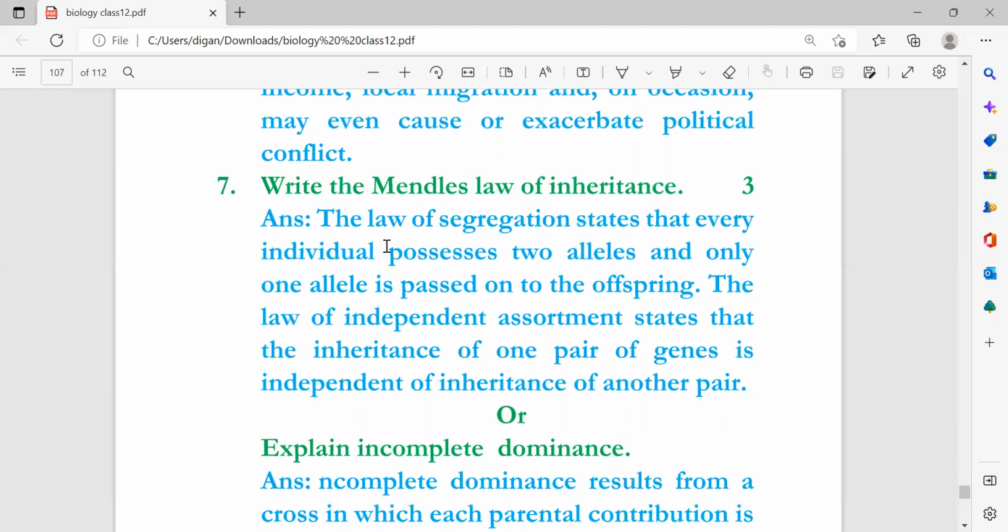So here, the first law of Mendel is the law of segregation, which states that every individual possesses 2 alleles and only one allele is passed on to the offspring. The law of independent assortment, the second law, states that the inheritance of one pair of genes is independent of the inheritance of another pair.